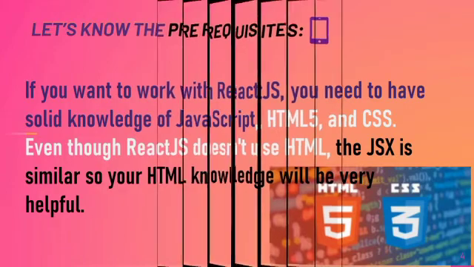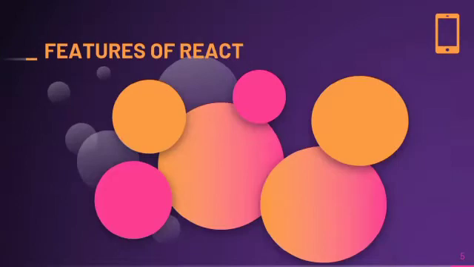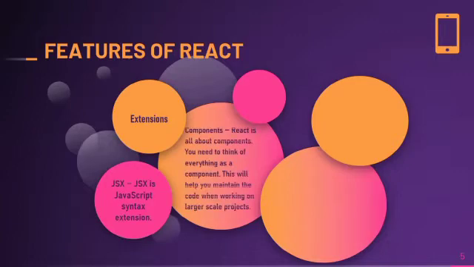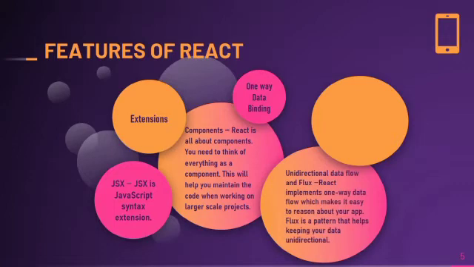And next, we proceed with features of React. JSX is the major one, which is a JavaScript syntax extension. It is highly recommended for React.js. And components. React is all about components. This will help you to maintain the code while working on large scale projects in a real-time environment. Another more important feature is one-way data binding, which is a major feature of React. And the next one is unidirectional data flow and Flux, which is used to make the app easy to reason about.